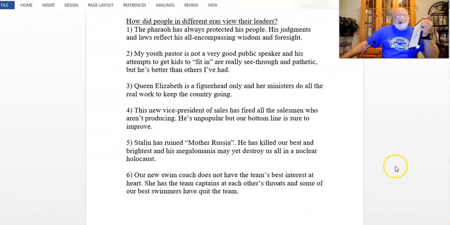So we need to put 3 and 4 somewhere. I know where they go, and I bet you do too. But let's look at number 6 and see what we got here. Number 6 says, our new swim coach does not have the team's best interest at heart. She has the team captains at each other's throats, and some of our best swimmers have quit the team. Is she good? No, not if they're going to quit the team. She is horrible. I know you're going to say Stalin, and some of you don't know who that is. Stalin and the bad swim coach aren't the same, but today they are. So we now definitely have a match. 5 and 6 go in the same group now.